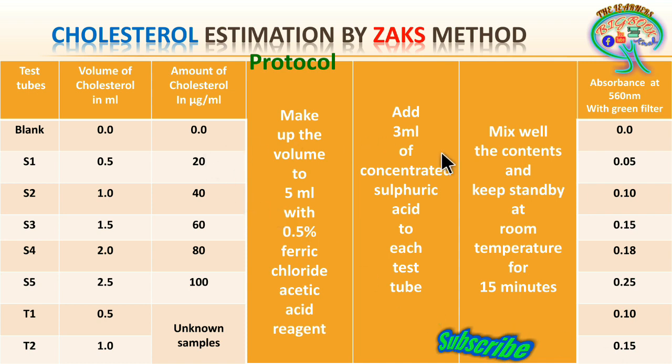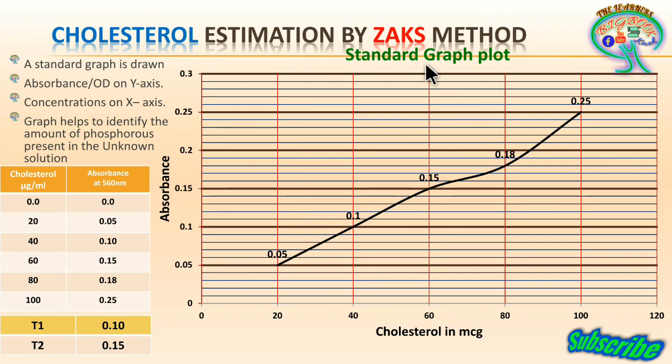So this is the protocol, and this is the procedure which we do. It has been put in the protocol, and it is good to discuss the protocol to understand it well. Now when it comes to the standard graph plot, we are going to prepare the graph as per the values, that is the micrograms per ml of the cholesterol and the absorbance we got at 560 nanometer. So these values are dependent on these values.